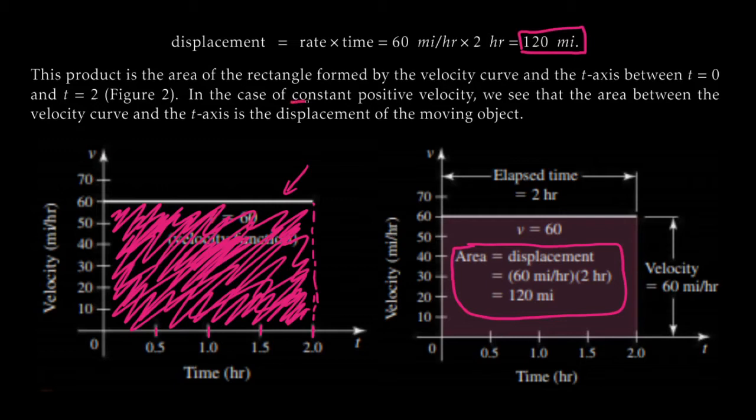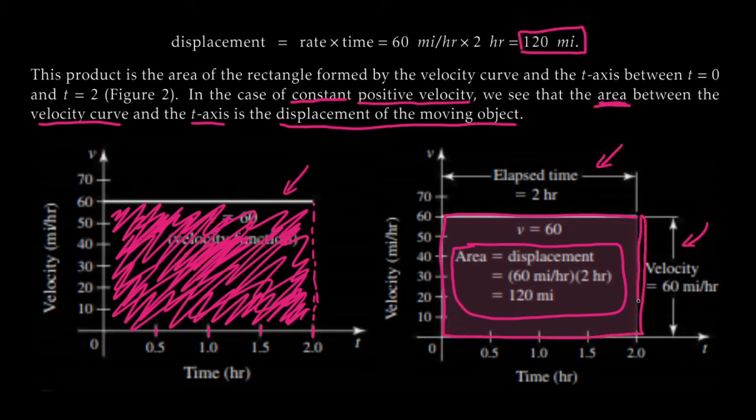So when you have a constant positive velocity, we'll see that the area between the velocity curve and the t-axis, the time axis, is the displacement of the moving object. The displacement is the area. So for 2 hours of elapsed time and 60 miles per hour of velocity, notice when you multiply them together, you're getting the area of this box here. And this is the observation that will lead us to our geometric intuition for the indefinite integral. Let's talk about it.